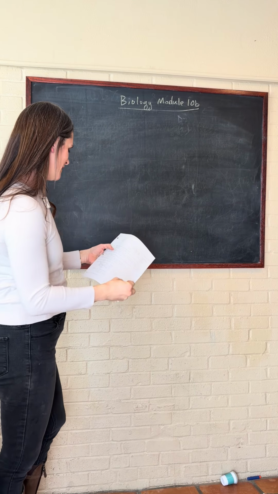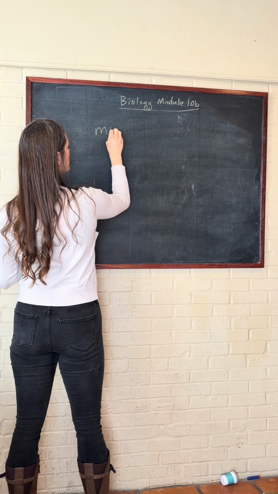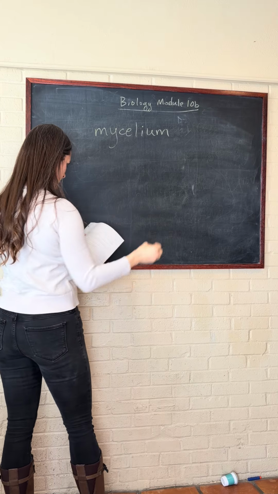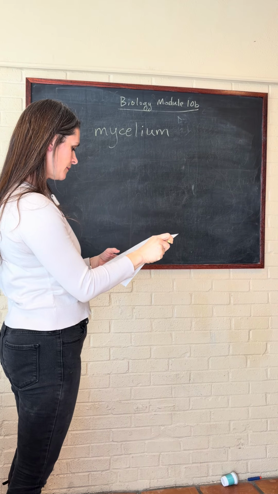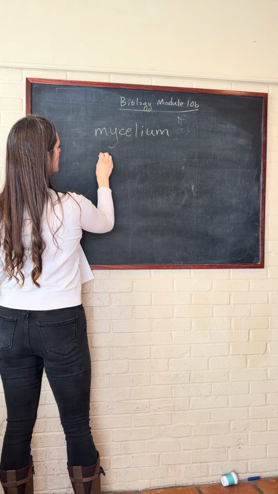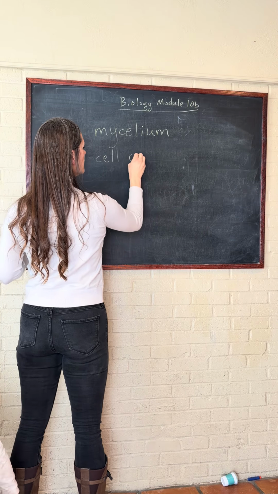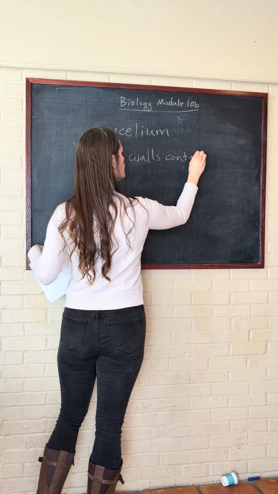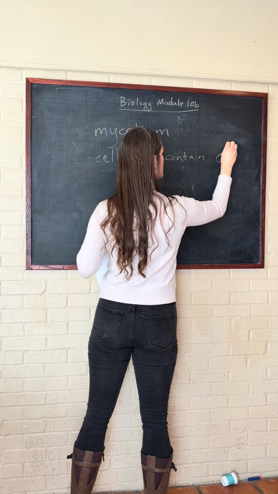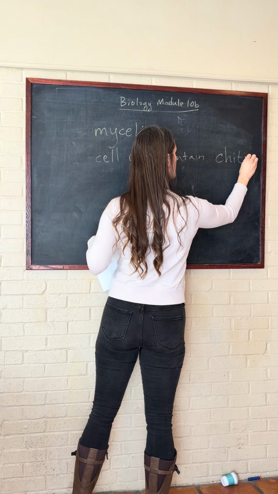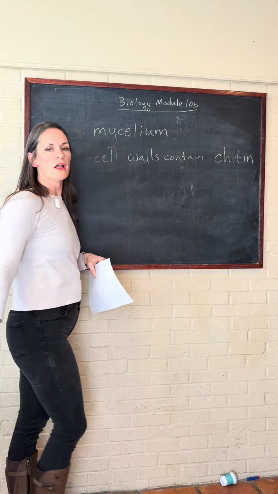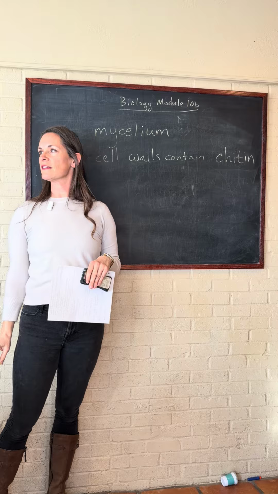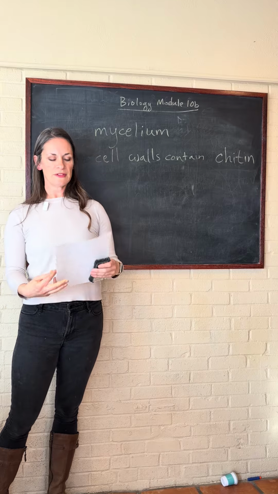Okay, so the mycelium, you need to remember this word. This is definitely on your test. It is the main body of a fungus. The cell walls of fungi contain the substance I mentioned in class. It is chitin. Chitin is found in the cell walls of fungi. It's also found in the exoskeletons of insects. It's a strange substance.